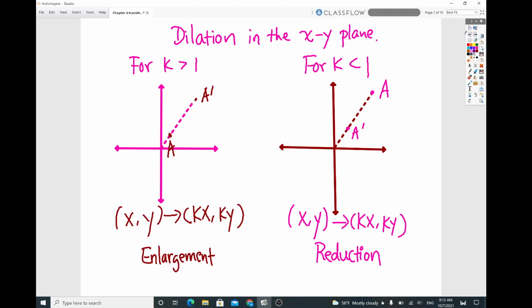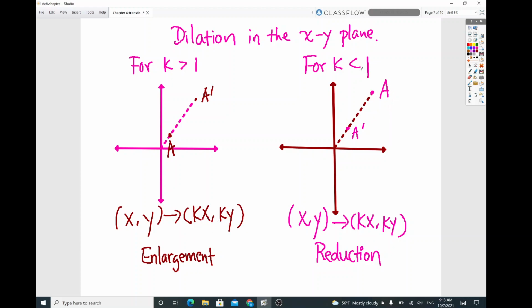So the last piece right here is the dilation. So dilation in the xy plane. We do have two different types of dilation. One is called the enlargement. So let's say that k is greater than 1. That means the figure is going to be expanded. It's going to be bigger. So the way to do it, (x, y) maps to (kx, ky).